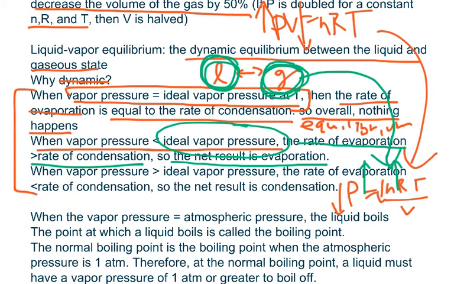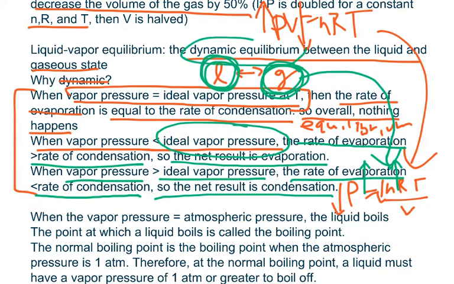Now, what happens when the vapor pressure of the liquid is too much and it's much higher than the ideal vapor pressure? Well, if that occurs, then the system will want to remove some gas molecules in order to lower the pressure. So when this happens, the rate of evaporation is less than the rate of condensation, so the net result is condensation.